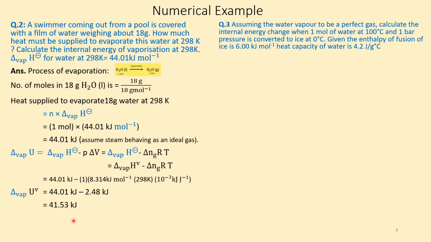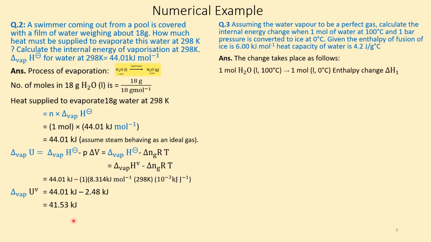Next question. Assuming water vapor to be a perfect gas, calculate the internal energy change when 1 mole of water at 100 degrees centigrade and 1 bar pressure is converted into ice at 0 degrees Celsius. Given the enthalpy of fusion of ice is 6 kilojoules per mole, the heat capacity of water is 4.2 joules per gram. The change takes place as follows. 1 mole of liquid water at 100 degrees centigrade becomes 1 mole of liquid at 0 degrees centigrade.